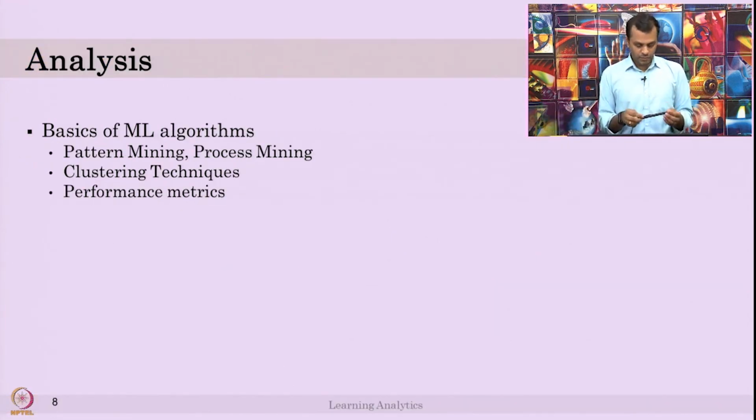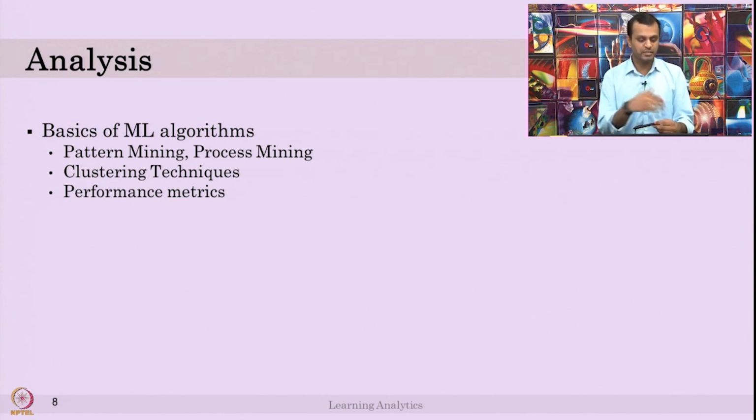What we did also, we talked about basics in machine learning algorithms. We talked about pattern mining, process mining, and clustering techniques, performance metrics, and some of the regressions: logistic, linear, naive Bayes, decision tree. We talked about all these things in this course. So revisit them, what is pattern mining and process mining.